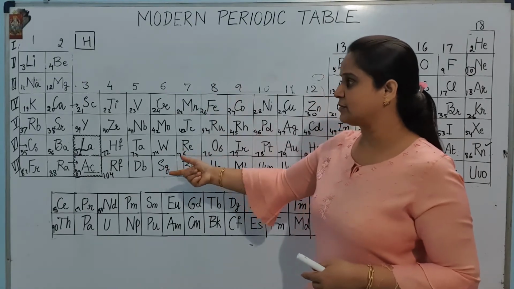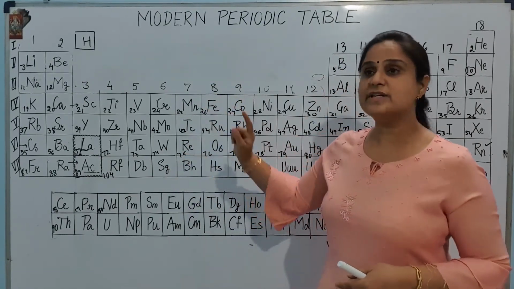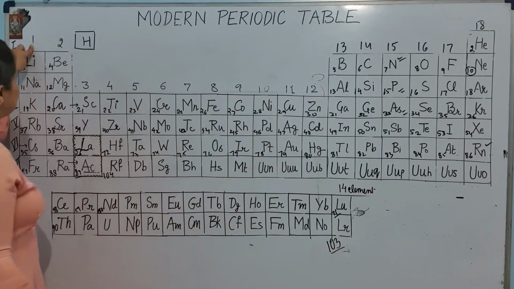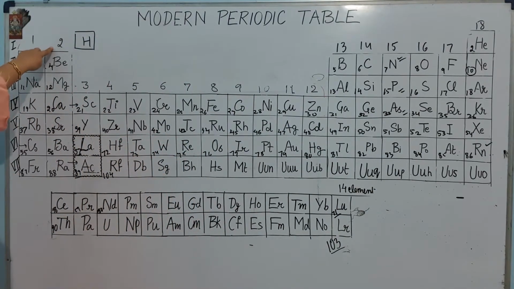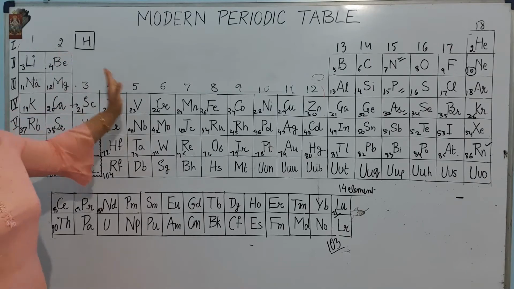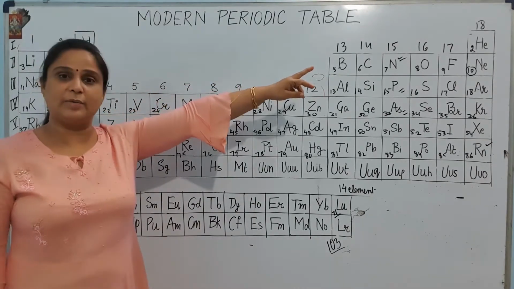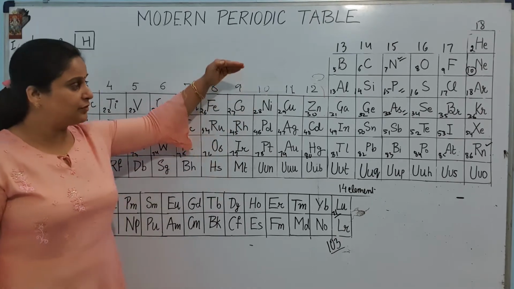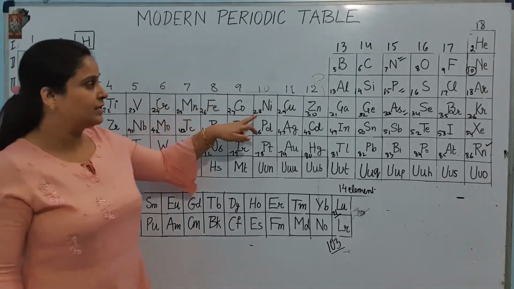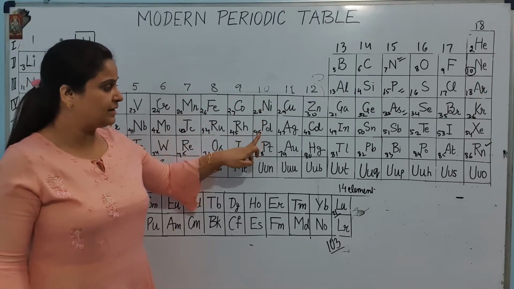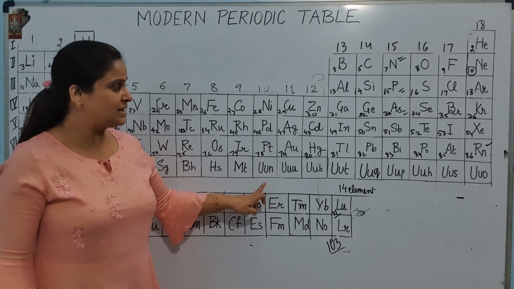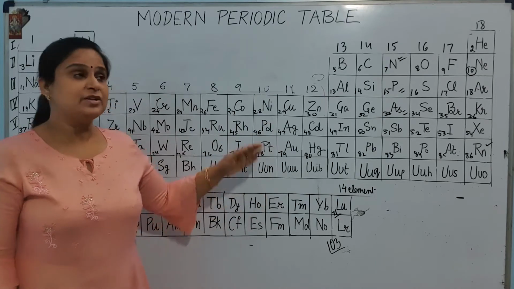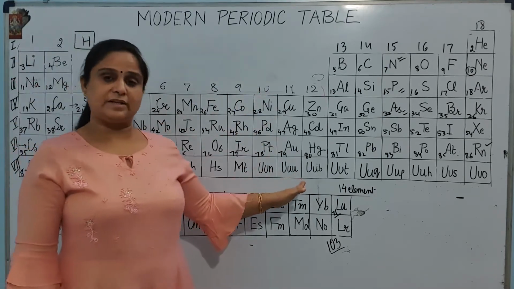These vertical columns are called groups. As you can see, starting from 1 and 2, we have 18 vertical columns, and these are the 18 groups. Whenever you are moving this way, if I am talking about nickel, palladium, platinum, that means I am talking about elements in a particular group. So these are the groups. Vertical columns are the groups.